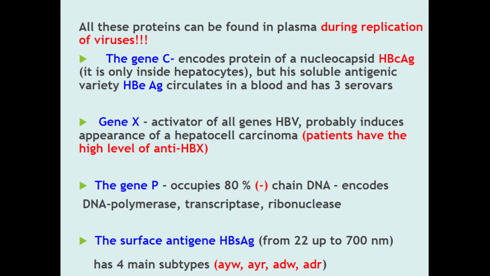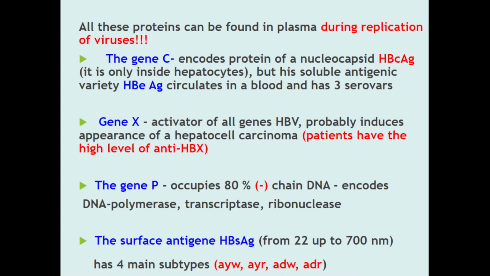But next, all these proteins can be found in plasma during replication of the virus. The GNC encodes protein of nucleic capsid HB core antigen. It is only inside hepatocyte, but its soluble antigenic variety HBE circulates in the blood and has three reservoirs. GenX activator of all genes HBV probably in this induces appearance of a hepatocellular carcinoma. Patients have a high level of anti-HBX. The GNP occupies 80% of chain DNA, encodes DNA polymerase, concentrate ribonucleases.